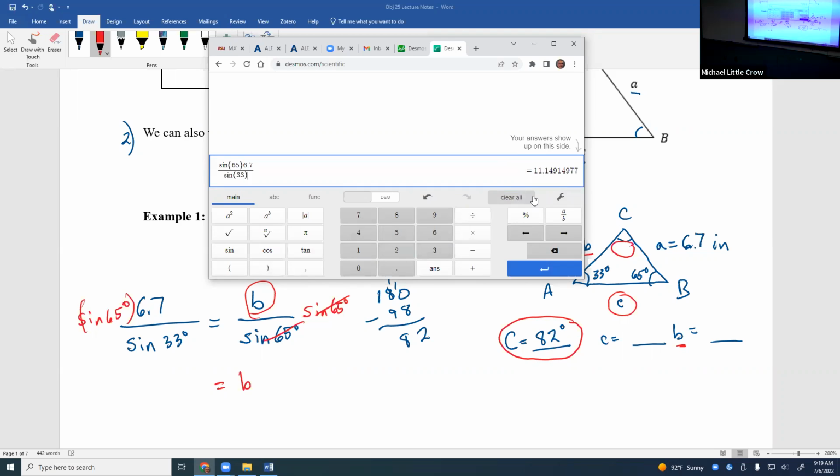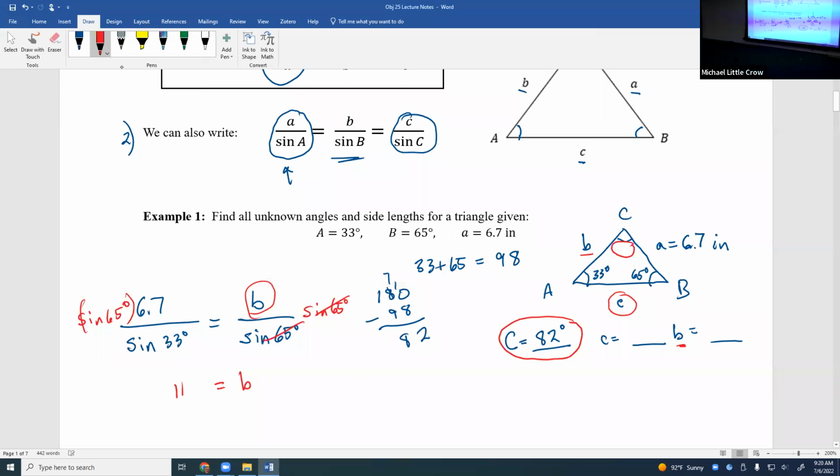Look at what the assignment wants, but it wants it to the nearest tenth. That's the answer we got, with 6.7 for a. So nearest tenth would be 11.1. And that's inches, so we put our units. So far, so good. Just like this ratio, just have the formulas ready for you. You'll be able to use it.